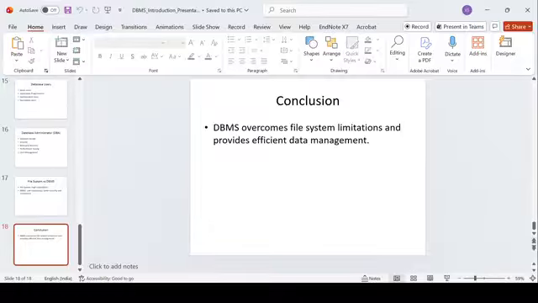It overcomes the limitations of traditional file system and provides secure, reliable and organized management. So thank you.